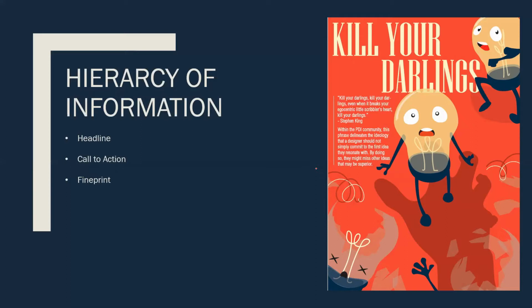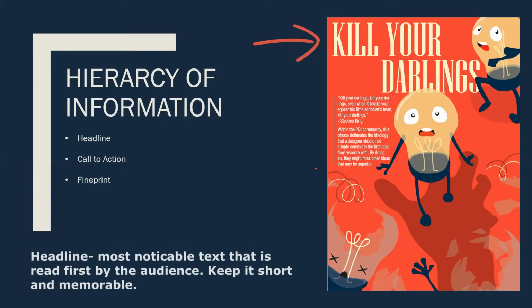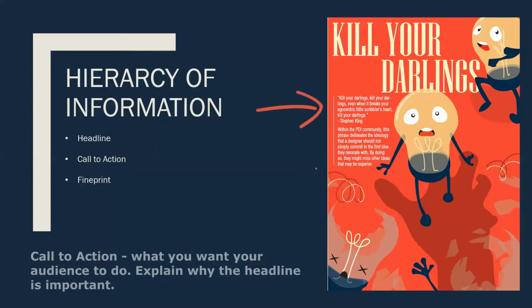For example, in this poster here, we can clearly see the headline first and foremost. It is emphasized through not only scale, as we discussed, but also by color and font. The headline is the first thing your audience reads when looking at your poster and needs to be relatively short and memorable. Next, we have the call to action and the fine print.